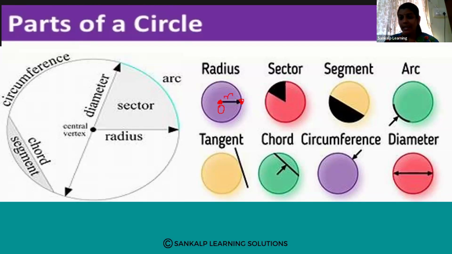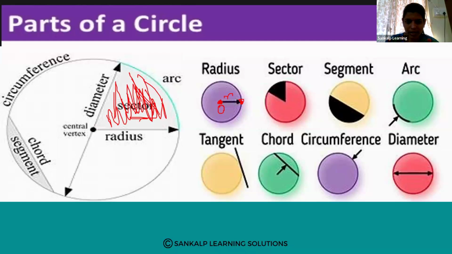Next comes sector. What do you mean by sector? See, if I draw two radii, this is one radius and this is another radius, and here I am getting the area between two radii. So here I am getting some area between two radii and one arc. Arc means what? This part we call an arc, right? This part is the arc. So the area between two radii and an arc, that we call a sector.